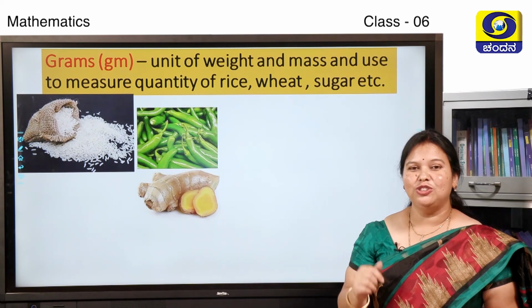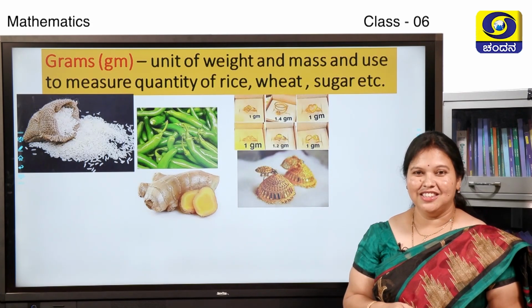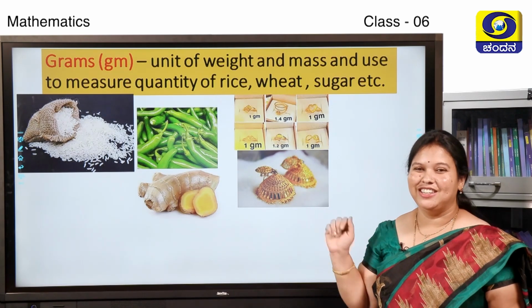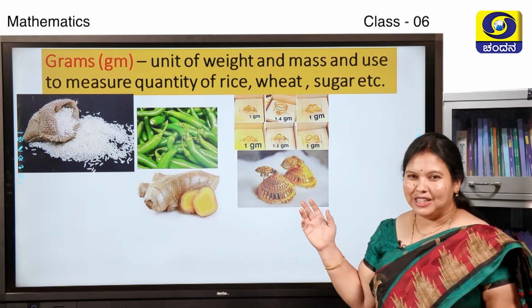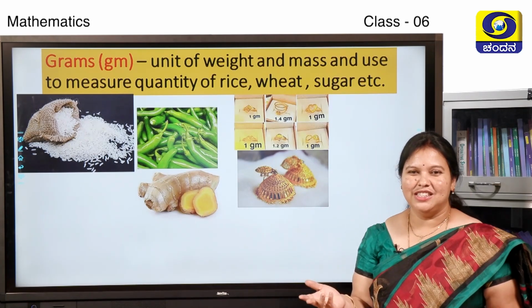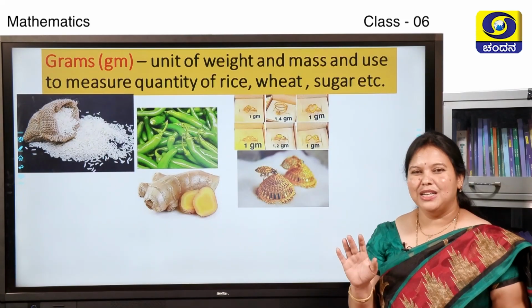Suppose if we want to buy gold, what would be the weight? Is it 10 kgs or 20 kgs? No, because it is very costly. Usually we buy gold in grams or milligrams like 50 grams, 70 grams, 20 grams like that. Some are very light, in milligrams too.